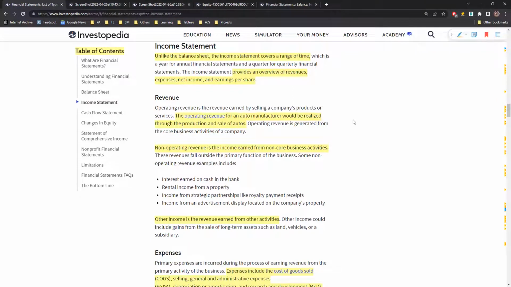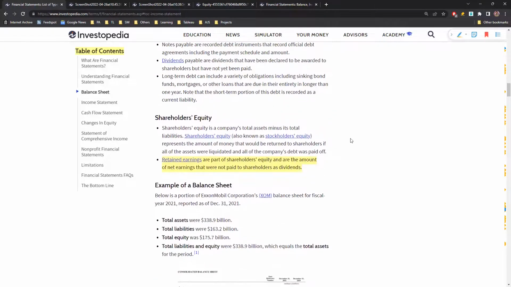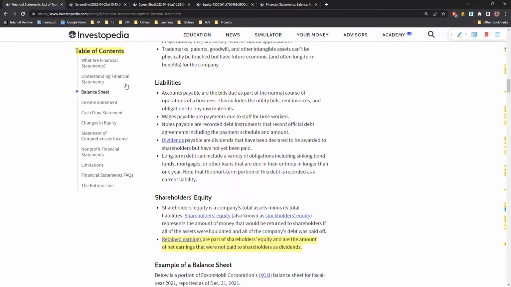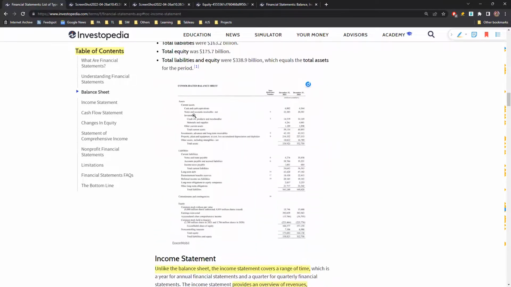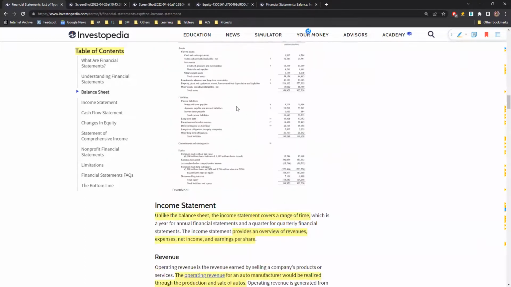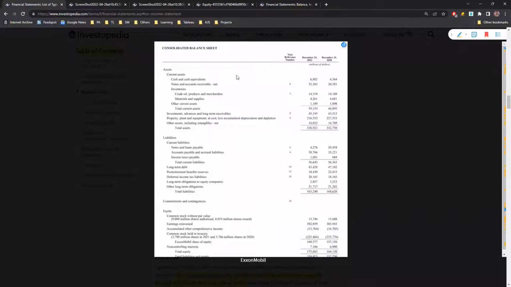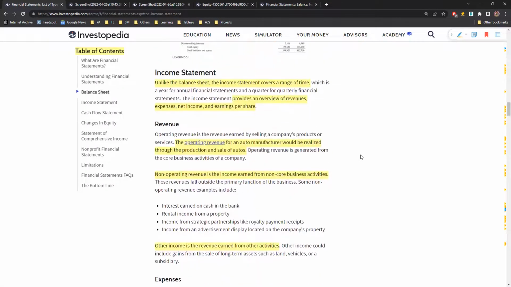So we'll continue from yesterday's session. Yesterday, just to quickly recap, we were trying to understand what are the different types of financial statements, and we looked into the balance sheet statements, and we've taken a look at the balance sheet of this particular company called ExxonMobil. So we'll continue from here on with the income statement.